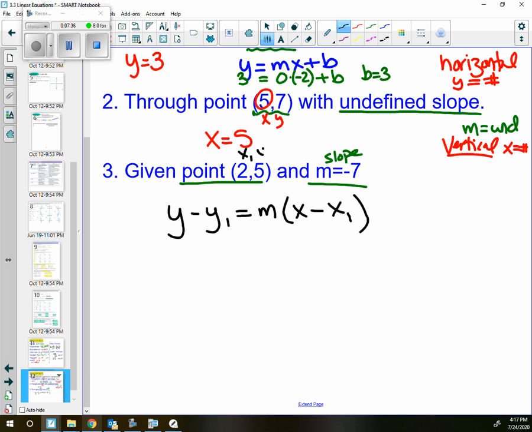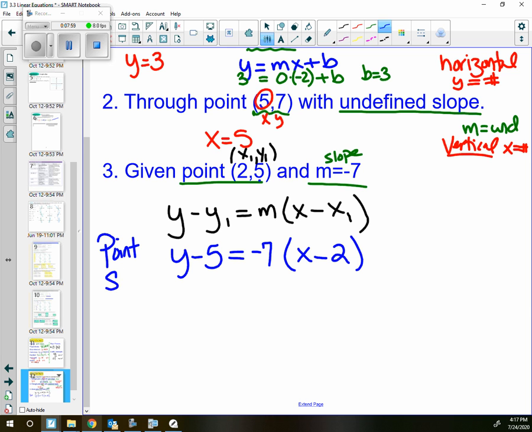We have an x1 and a y1. That's the specific point that they give us, and we have an m. So let's go ahead and replace all of those values that we know. So y minus our y value, just be careful that you grab the right number, that's the y value, and then the m, -7, and then x minus our x value, which was a 2. Now this is what we call point-slope form. It's the easiest way to write the equation if they give us a point and a slope. Now we'd be done. That's an equation of a line.